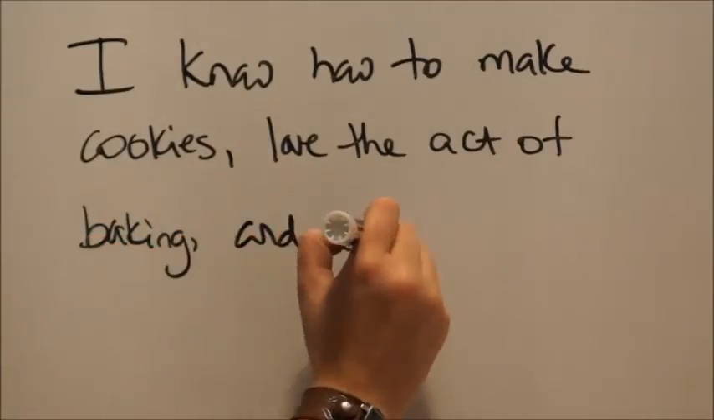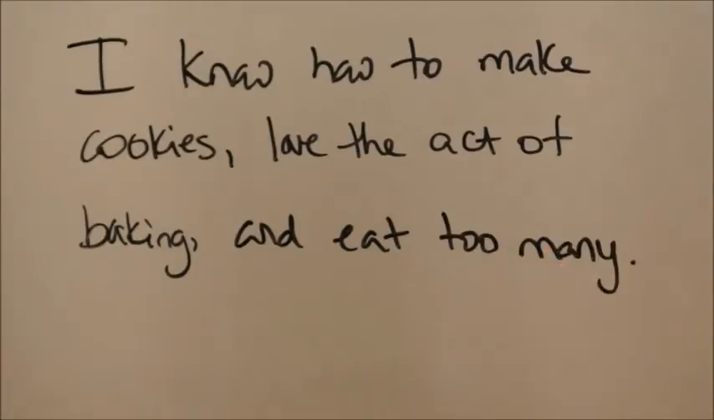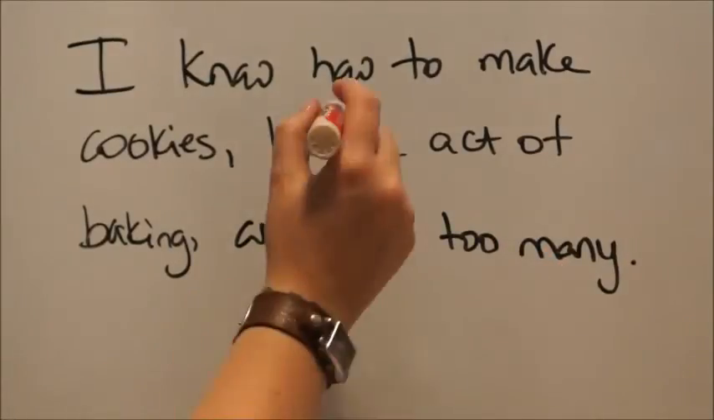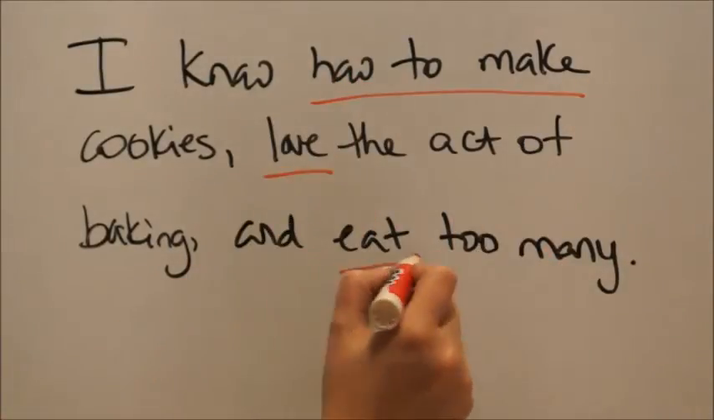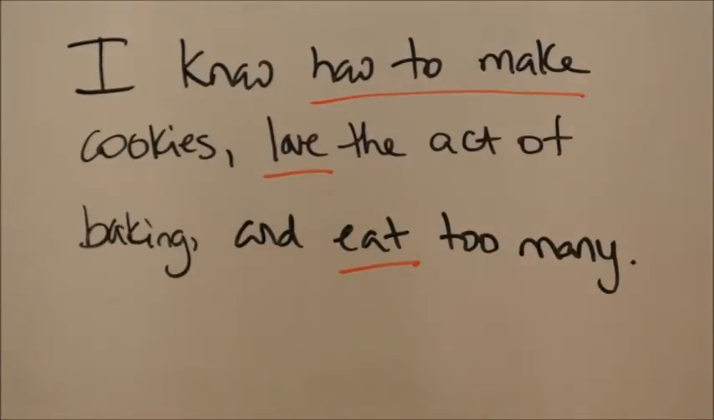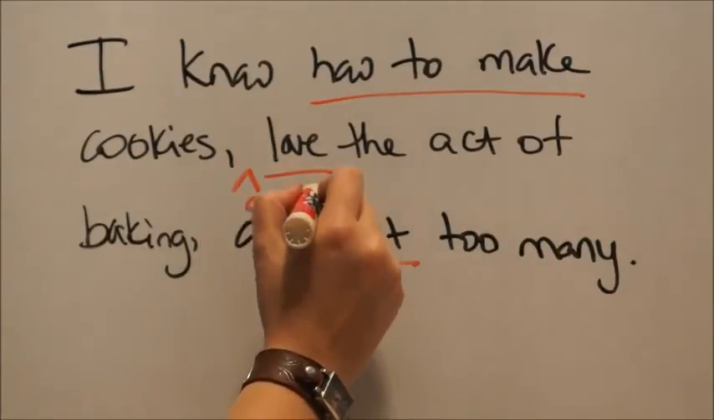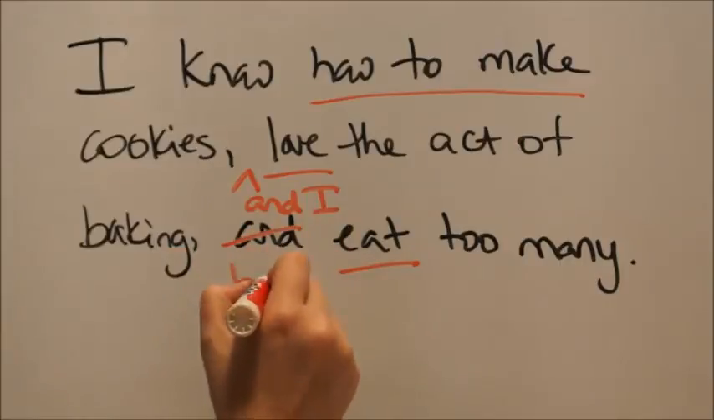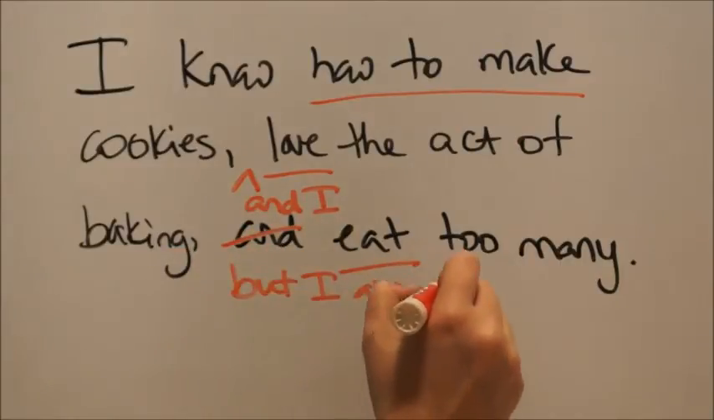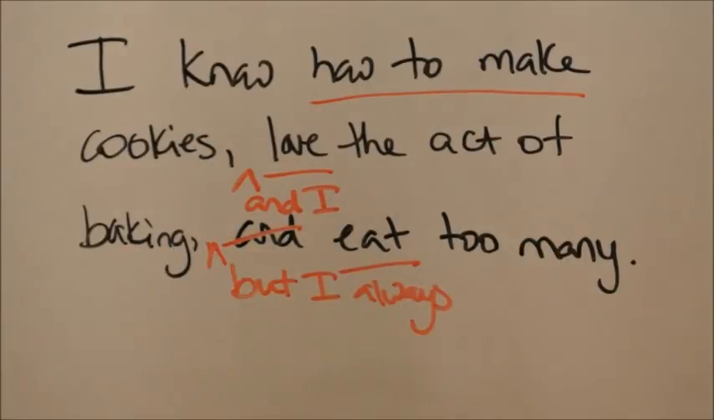Or if we go back to our cookies here, if you say, I know how to make cookies, love the act of baking, and eat too many. All right, well, you have a how to make, and then a love, and then an eat. All right, well, this is not parallel. So in this case, I would just reword. Like, I know how to make cookies, and I love the act of baking, but I always eat too many. Add a bunch of ands and buts to separate the phrases so that you don't have to make them parallel.